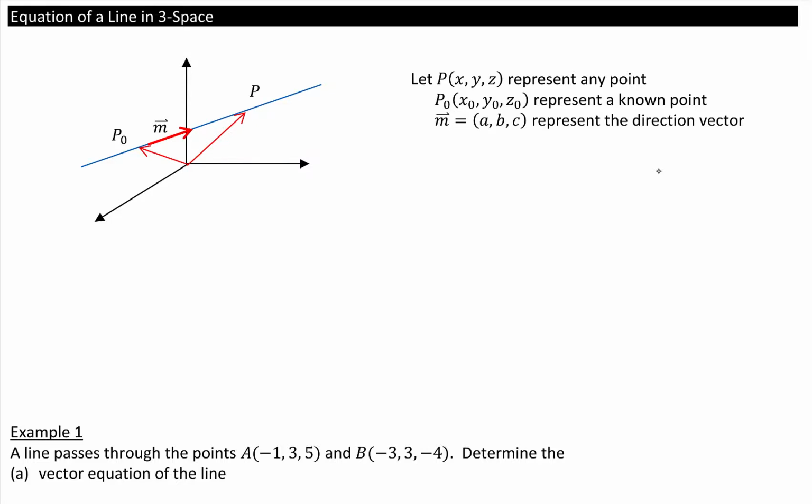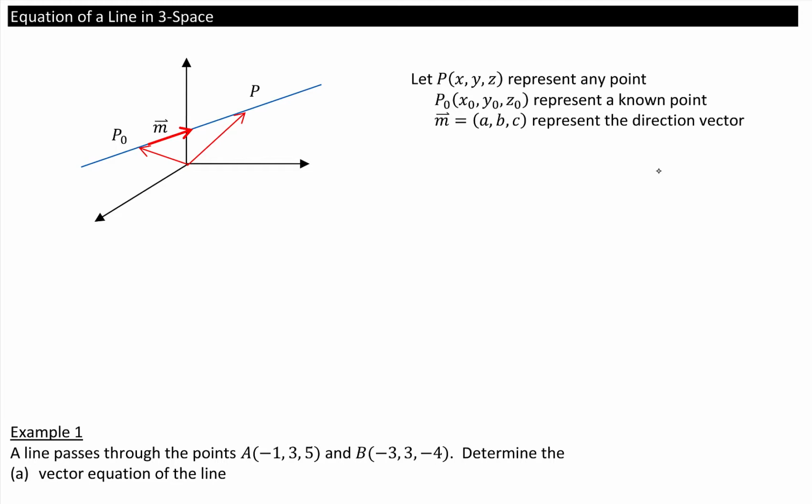So we're going to look at an equation of a line in 3 space. Previously, the equation of a line was defined by y equals mx plus b. The problem with the slope equation is that slope is defined as the change in y over the change in x. But now we have a third parameter, z.